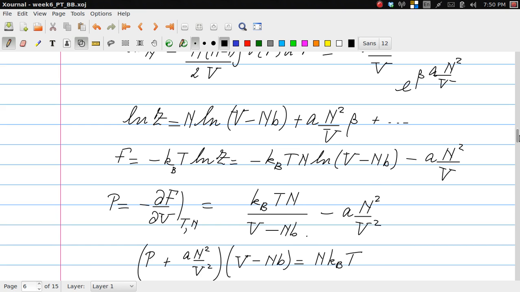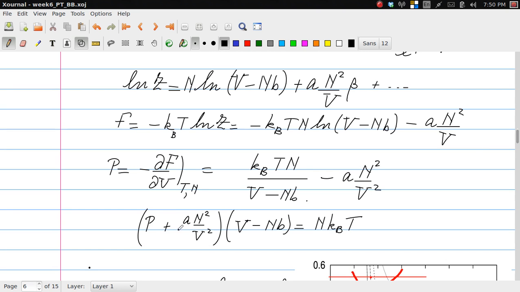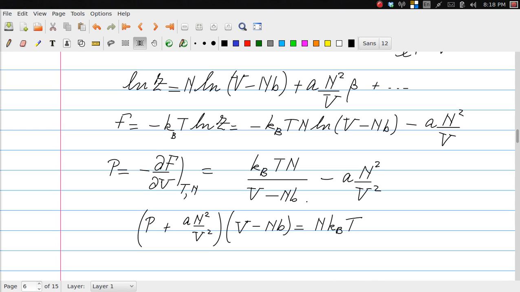And now I can write this equation in a more familiar form, which is this form here. In this form we recognize the reduction of the volume due to the repulsive interaction, and then we have also a correction to the pressure, which is due to the attractive force. So if the particles in the gas attract each other, they reduce the pressure.